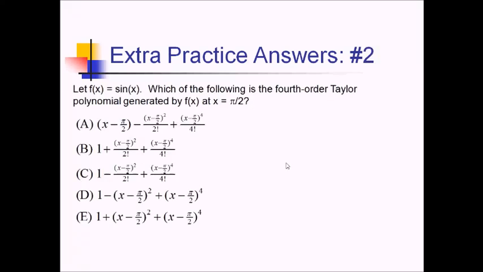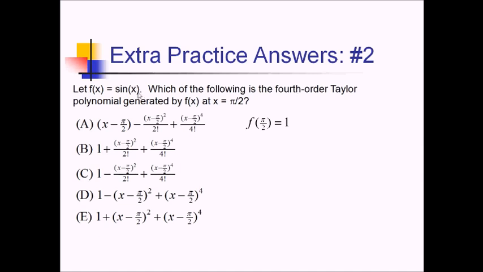For this multiple choice question, we were given the function sine of x. We want to know what's the fourth order Taylor polynomial if we have x equals pi over 2 as our center. Well, let's start with f of pi over 2. That's just going to be sine of pi over 2, which is 1. And now we're going to need to take up to 4 derivatives of this thing. Unfortunately, it's just sine, so that's not too bad.